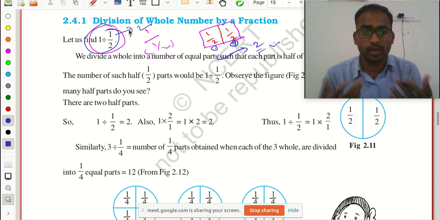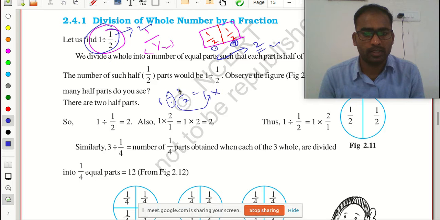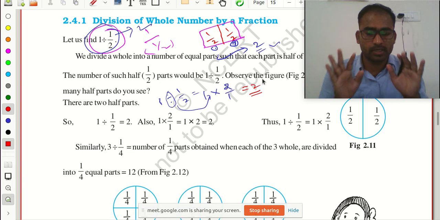How will I get the 2? Here it is 1 divided by 1 by 2. So 1 stays 1, and the division becomes multiplication. The 1 by 2 becomes its reciprocal, 2 by 1. So what is the value? 1 times 2 is 2. Is this clear to all of you?